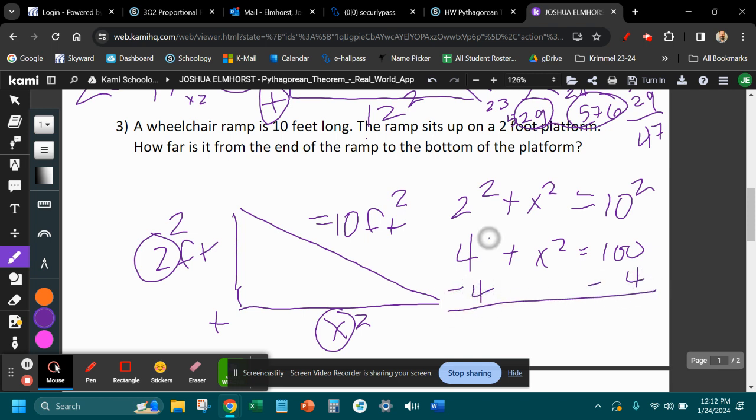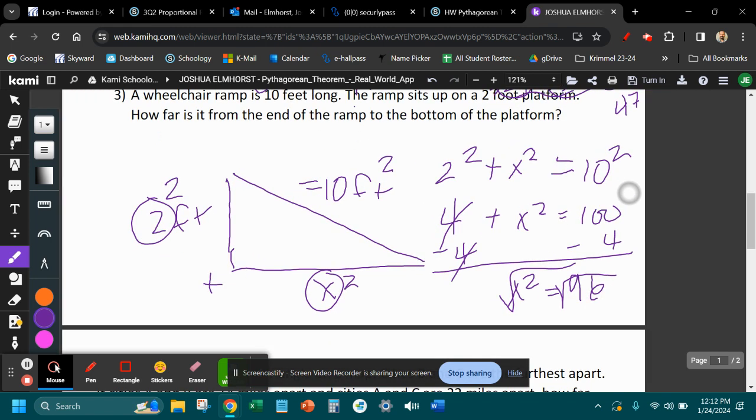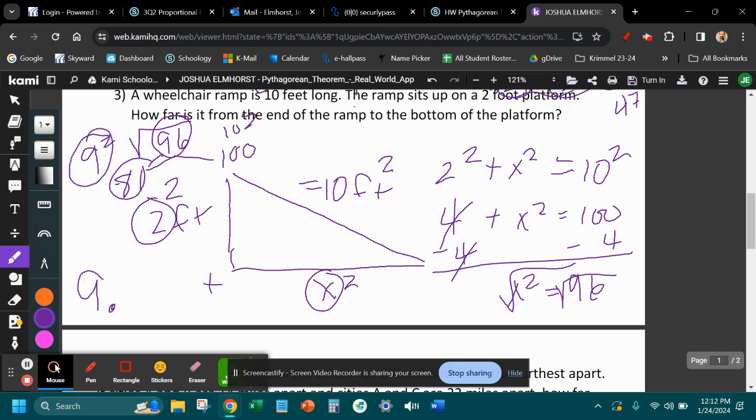Subtract 4 from both sides. So you have x squared, which is equal to 96. And we're going to do the square root of that. So the square root of 96 is going to be between 81 and 100. So we're going to find the difference between 81 and 96. And real quick, that's going to be the square of 9 and the square of 10. So our answer is going to be 9 point something.